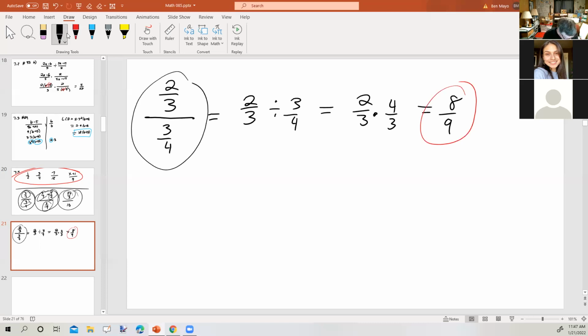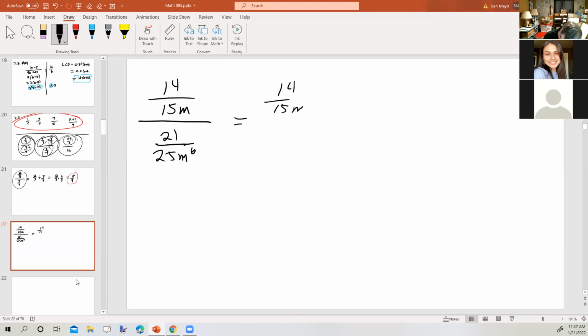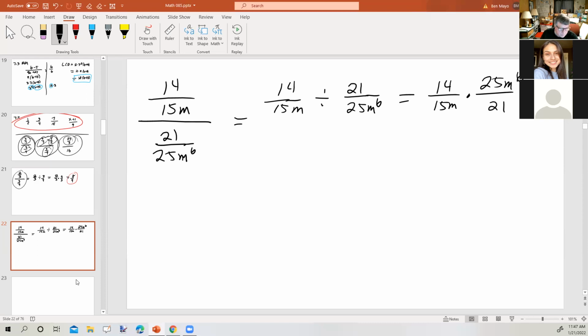Okay, let's take a look at another example. Let's say we have 14 over 15m, all divided by 21 over 25m to the 6th power. Just like the previous problem, we can rewrite this as 14 over 15m divided by 21 over 25m to the 6th power. We can then rewrite it as 14 over 15m times the reciprocal, which is 25m to the 6th over 21. Now we're multiplying fractions.